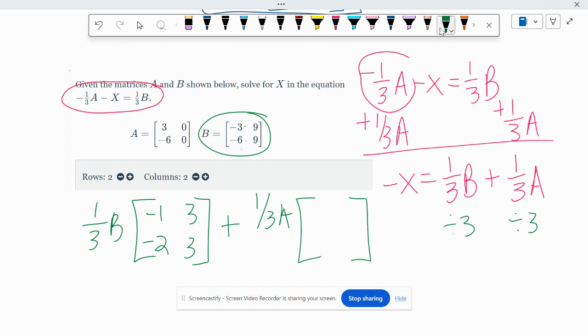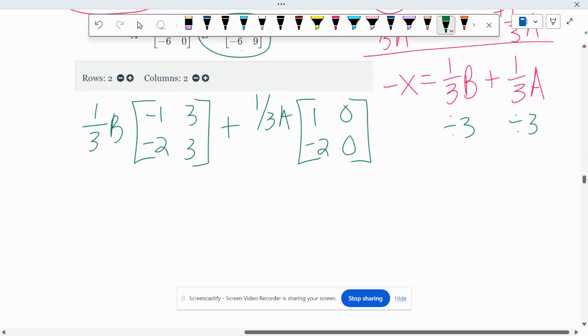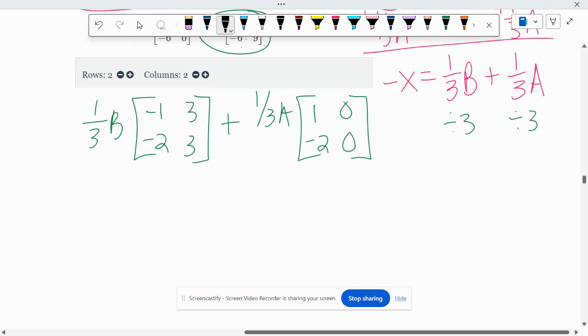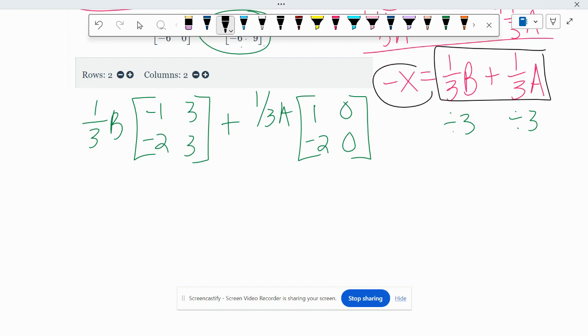Okay, so 1/3 of 3 is 1. 1/3 of negative 6 is negative 2. 1/3 of 0 is 0. 1/3 of 0 is 0. All right. So the equation says that I'm going to add these two things together, and it's going to equal negative x. So negative x equals, well, negative 1 plus 1 is 0.